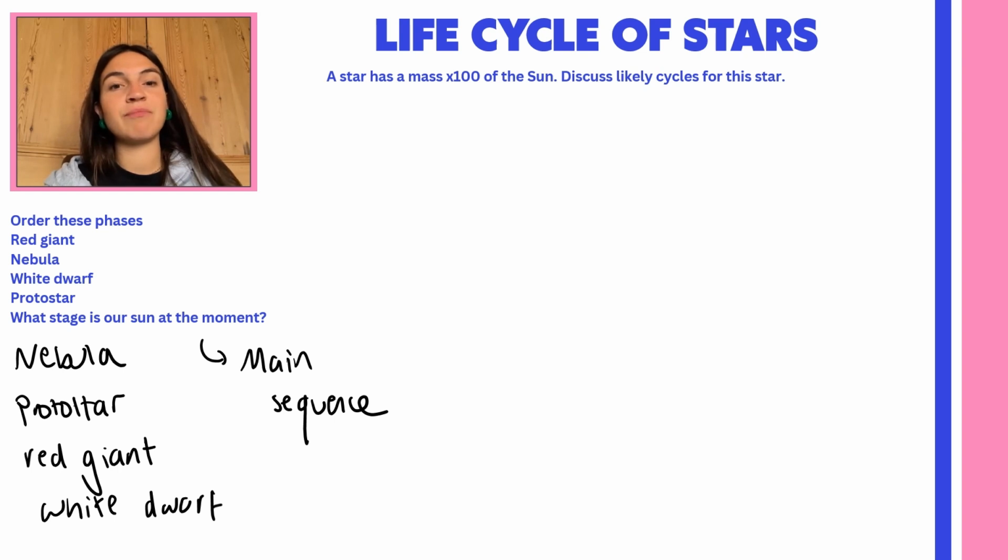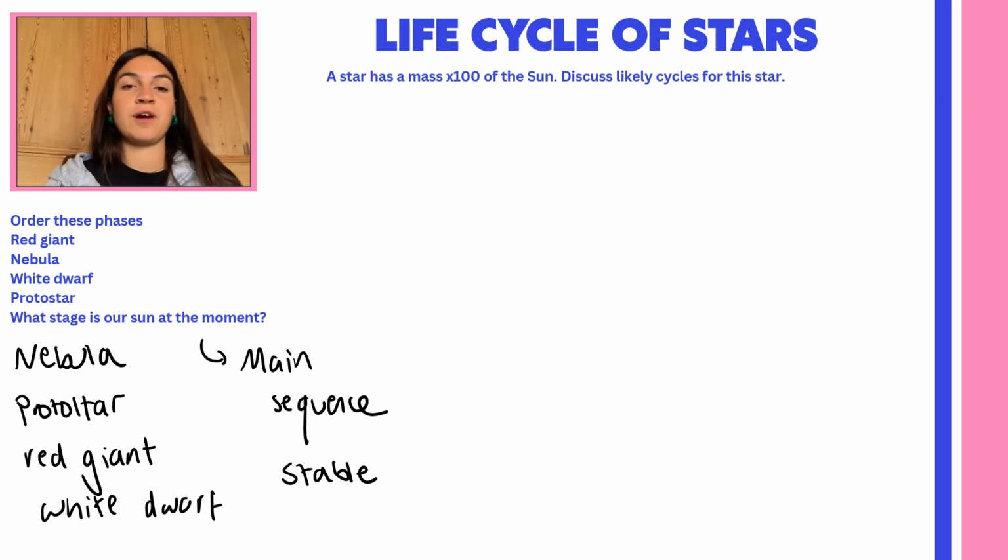What stage is our sun at the moment? It is in its main sequence stage. So this is the stage where it is most stable. And by most stable, what I mean is the thermal expansion coming from the outwards pressure, which is coming from fusion in the core, releasing this energy, is being balanced by gravitational attraction, which is attracting all the mass back together.